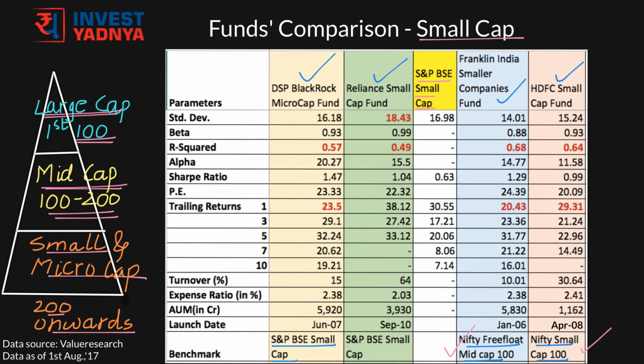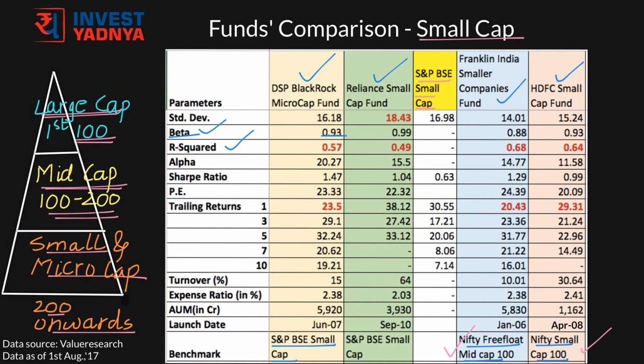This thing is again evident from beta and R squared values here. Now, a value of beta tells you what is the correlation of your fund with that of the benchmark index. Based upon the value of beta, you would be able to tell whether your fund would rise more or less or would fall more or less in comparison with the index.